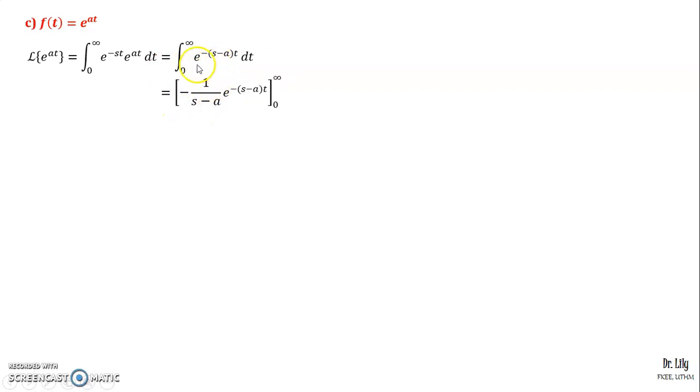So, bila you integrate kan function of exponent, so saya dapat negatif 1 per S tolak A, eksponen negatif S tolak A, T. Okay. Lepas you dah integrate kan, you gantikan dengan nilai T ni dengan infinite, tolakkan dengan kosong. So, kita masukkan. So, eksponen infinite tolakkan eksponen kosong. Okay, eksponen infinite ni kosong, eksponen 0 adalah 1. So, negatif kita dapat positif. So, you dapat last kali jawapan dia 1 per S tolak A.